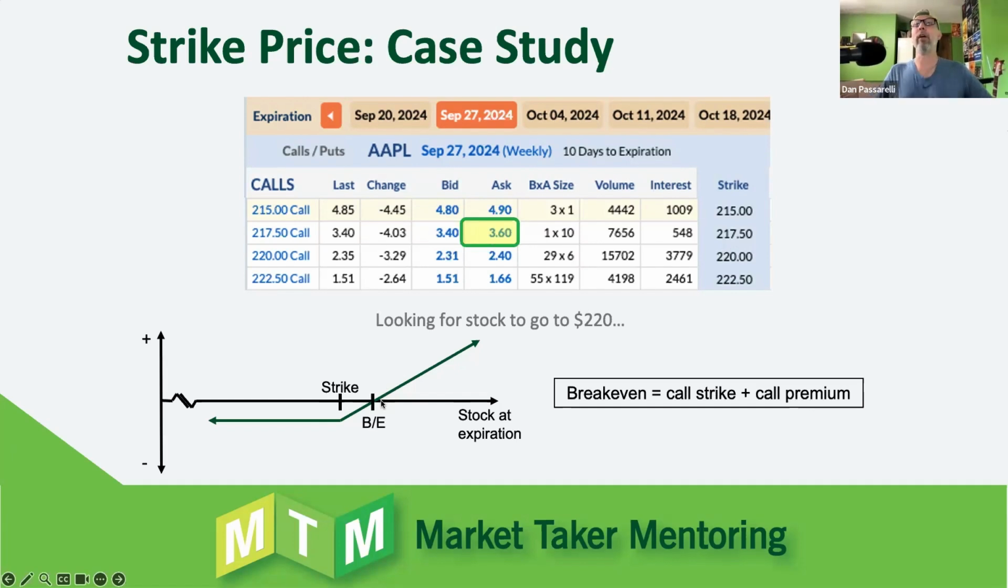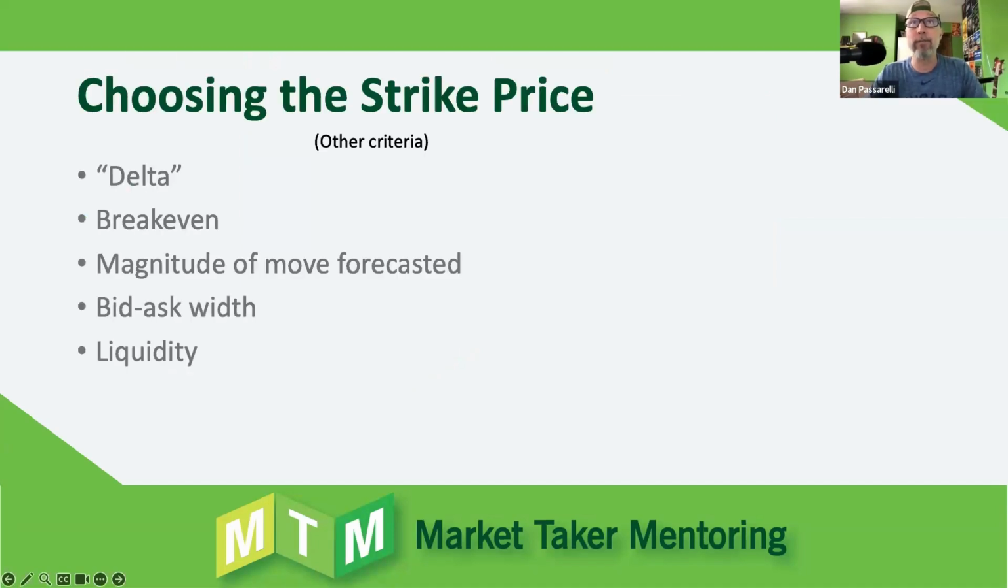Now, don't get me wrong. If the stock jumped up to 220 tomorrow, there wouldn't be as much time decay. There would still be some time premium left. There wouldn't be as much theta damage, but there would be just as much delta profit. So choosing the right strike goes hand in hand with choosing the right expiration. We need to look at the delta.